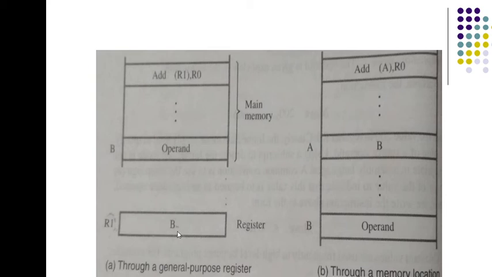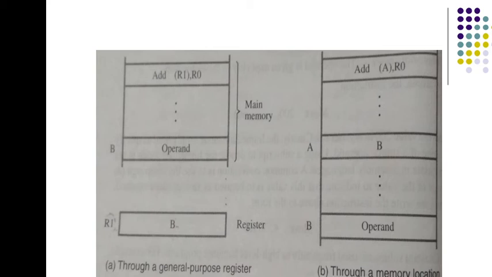It requests a read operation from the memory to read the contents of location b. The value read is the desired operand, which the processor adds to the content of the register R0. Indirect addressing through a memory location is also possible, as in figure B. In this case, the processor first reads the contents of the memory location A and then requests a second read operation using the value B as an address to obtain the operand. But first let us understand figure A.